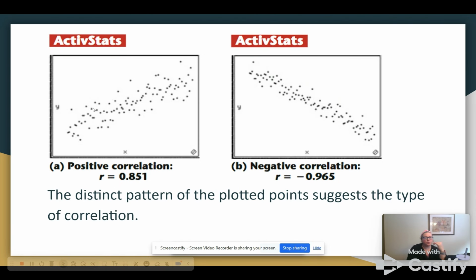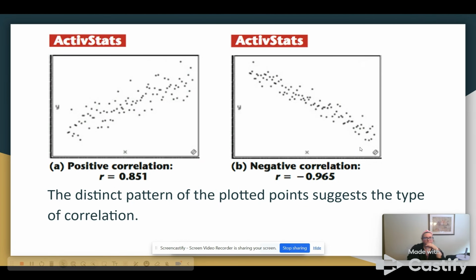If you look at the one on the left, you see they're definitely trending upward. But you see how they're a little more dispersed, further apart from each other than graph B. Graph B, the points are closer, tighter together. So that's a stronger correlation.